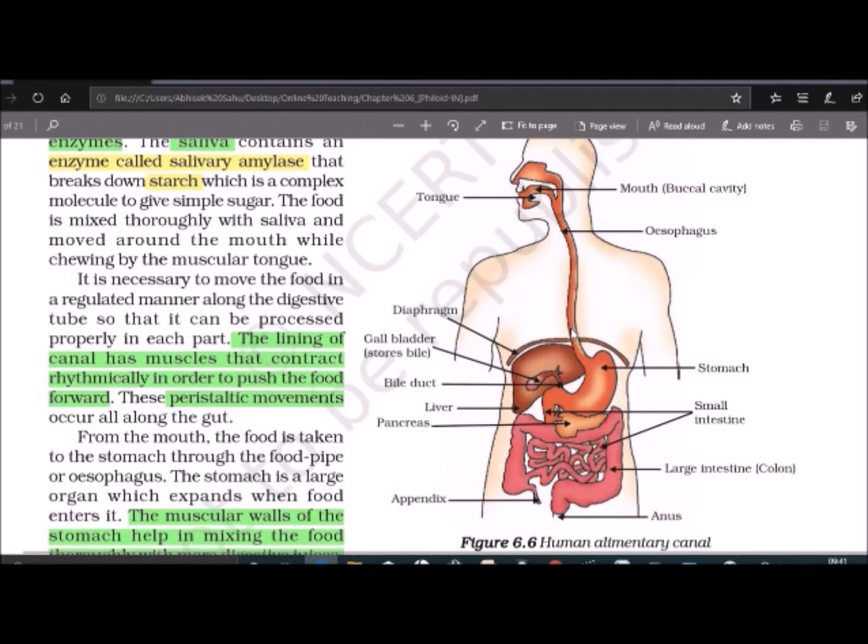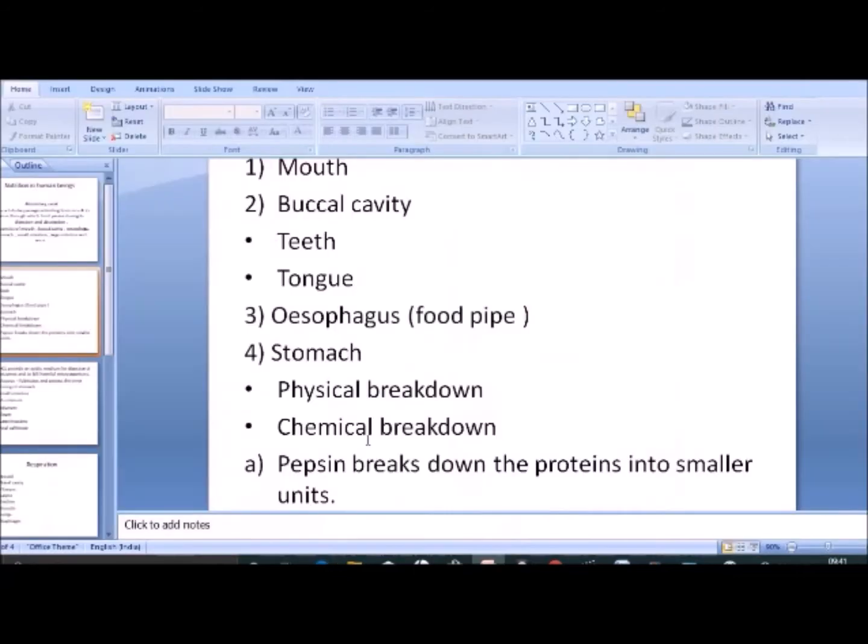After the esophagus, the food enters the stomach. The stomach is a J-shaped elastic sac that expands when it receives the food. The breakdown of the food occurs in two ways in the stomach. First is the physical breakdown and second is the chemical breakdown. In physical breakdown, as the food enters the stomach, the muscular contraction of the stomach wall mixes and churns the food with the gastric juice.